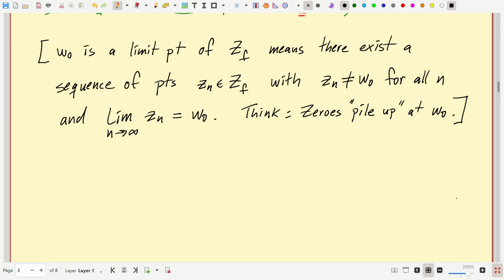This identity theorem is way false for real differentiable functions.